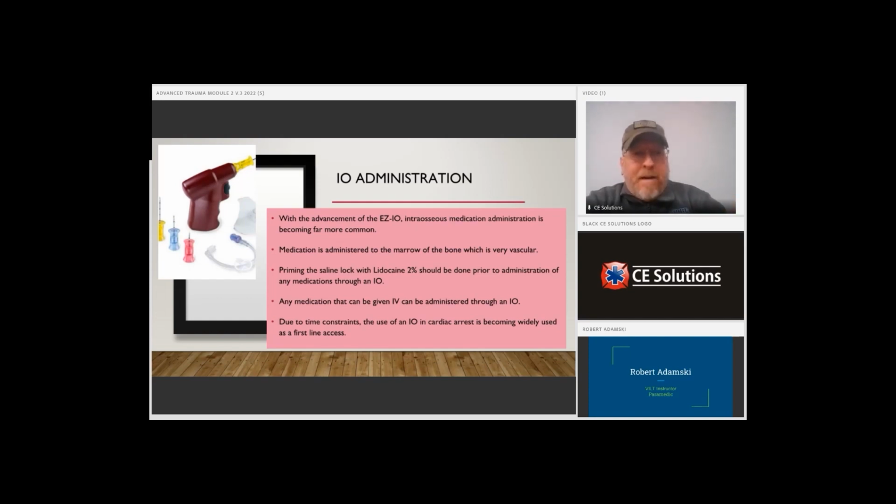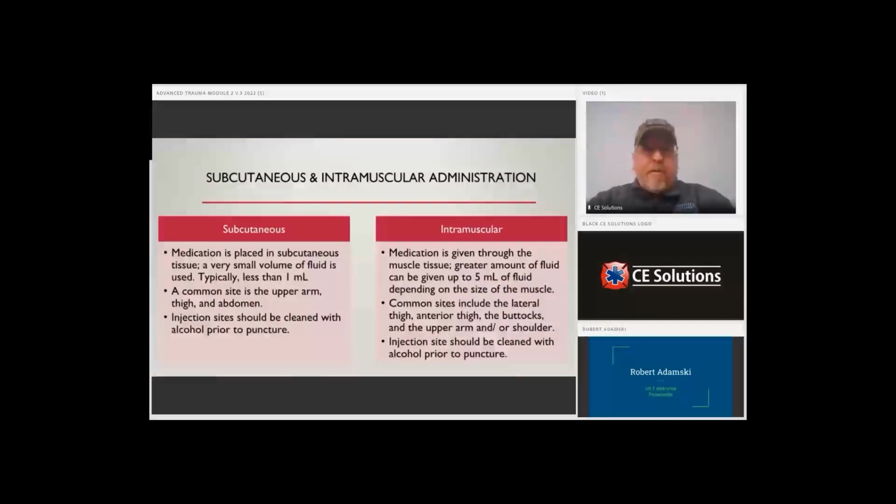And remember, everybody take a look at that fourth bullet point. Any medication that can be given IV can be administered IO. That's important. Any medication that can be administered IV can also be administered IO or intraosseous.